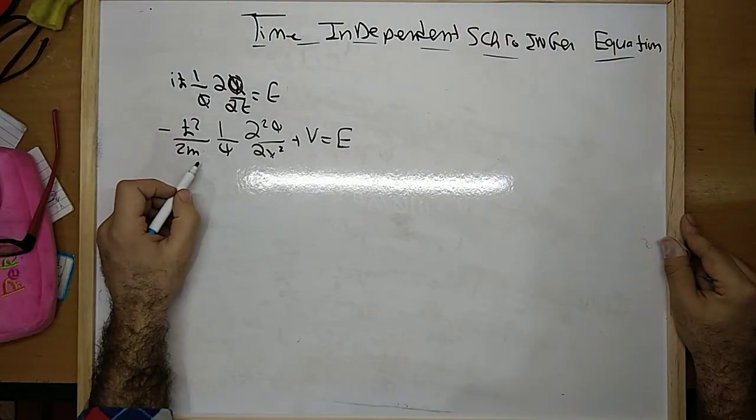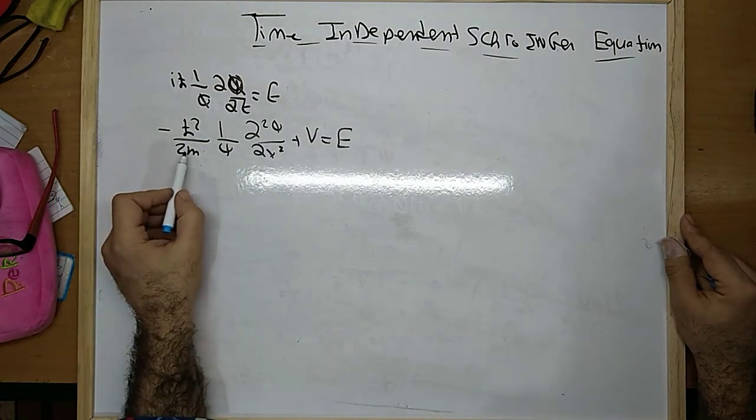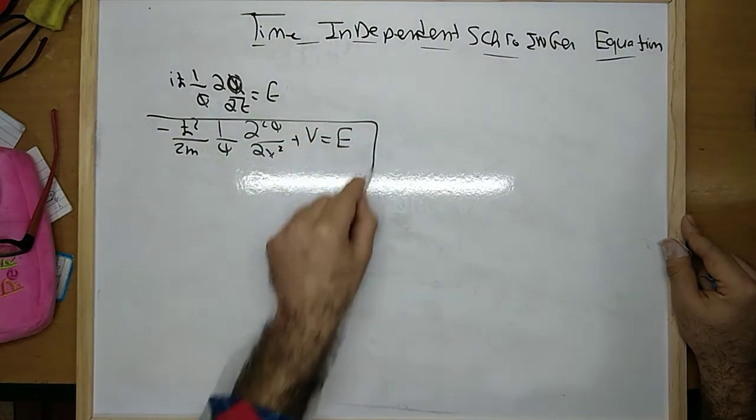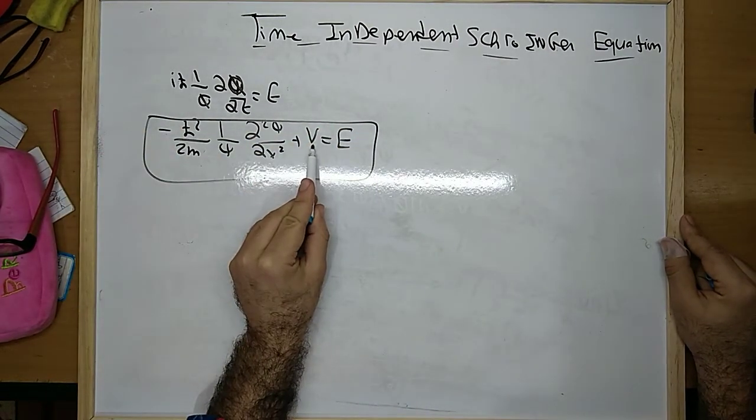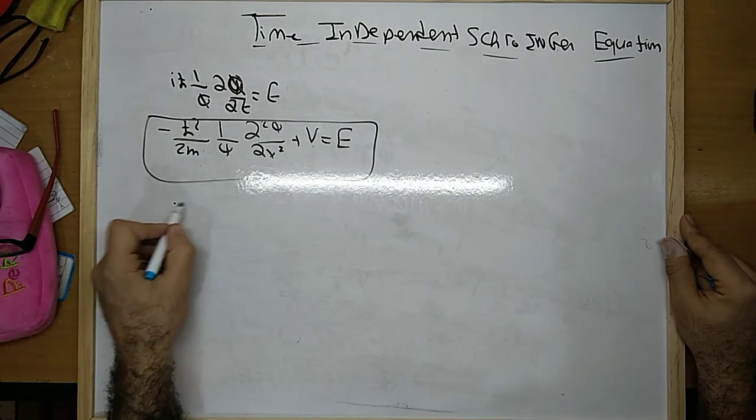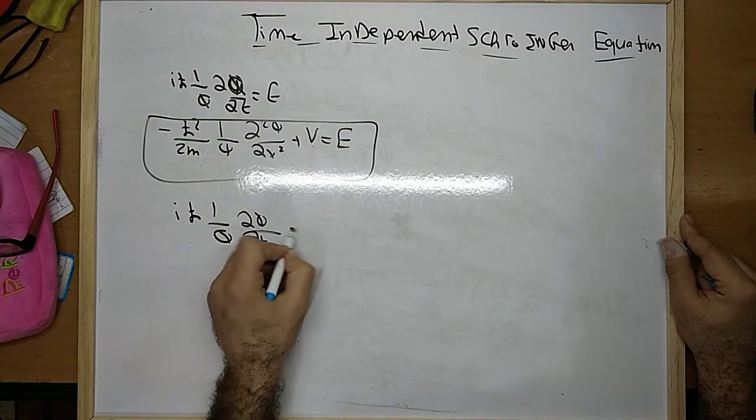This equation is called the time-independent Schrodinger equation. It's called time-independent because it doesn't have any dependence on t. And this cannot be solved unless we know something about V. However, this equation is only a differential equation, and it can be solved easily.